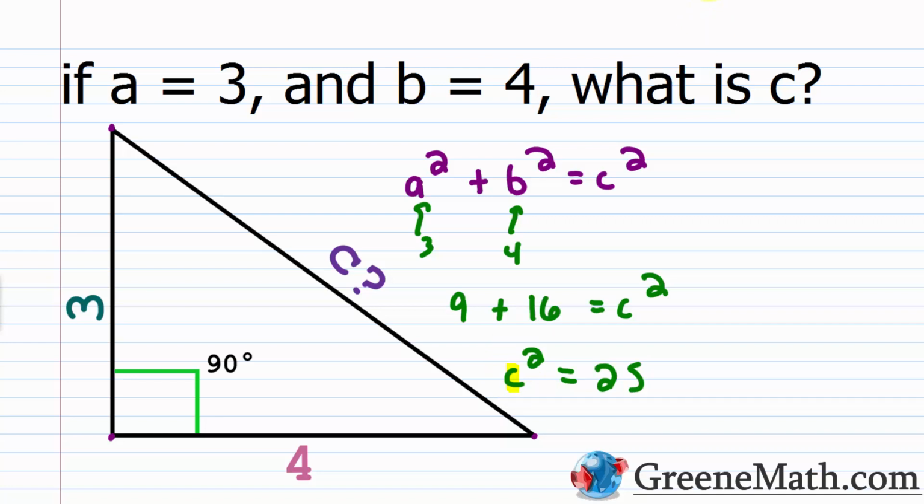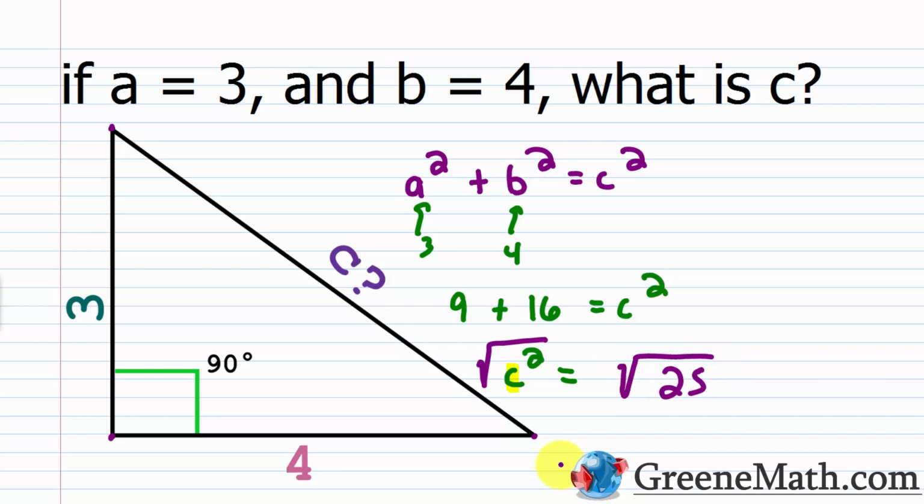I'm always thinking about how I can undo what's being done to my variable. Since c, the variable I'm trying to solve for, is being squared, to undo that, I just take the square root. And to make it legal, I've got to take the square root of each side. So let me scooch this down just a little bit. I would take the square root of this side and the square root of this side.